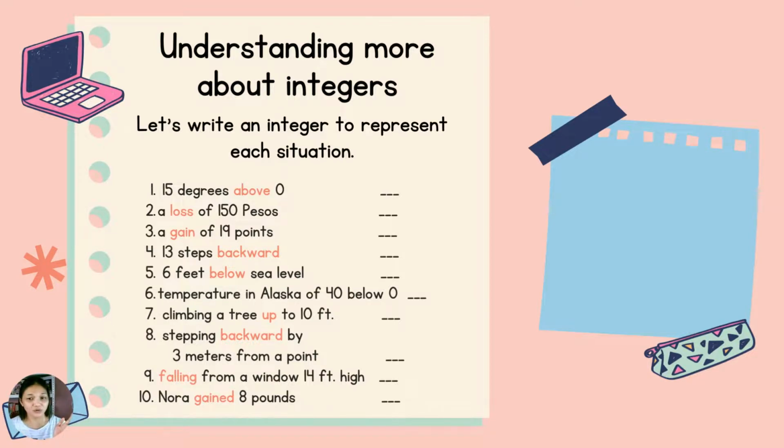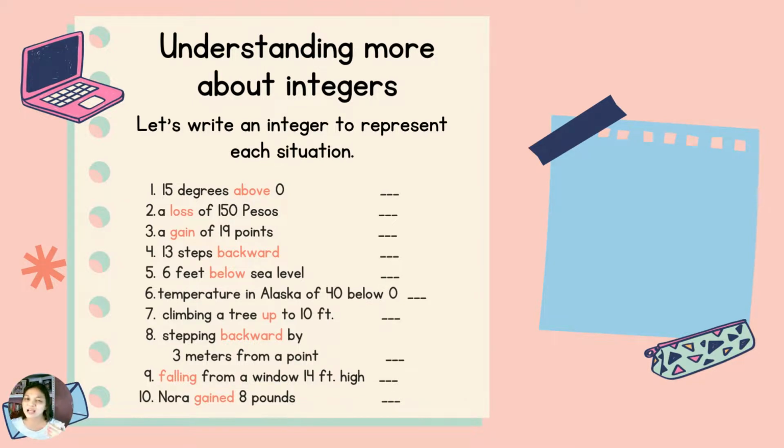Alright? So, for example, when we say above, so pataas siya. That means positive na. Loss, nawalan. So, that will be negative na. Gain, that is positive. Backward, ayan. We can use as negative. Below, ayan, negative. Up, ayan, positive yan. Backward and falling. Ayan, you should use negative by those terms. And gain, syempre, umangat at medyo dumami, di ba? Ayan, so that is also positive.